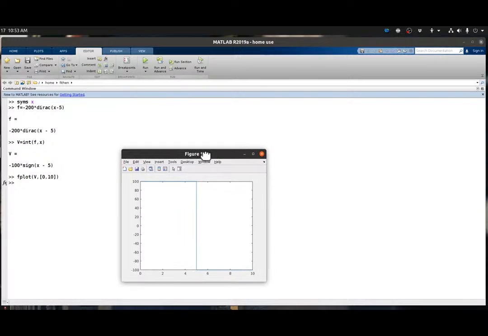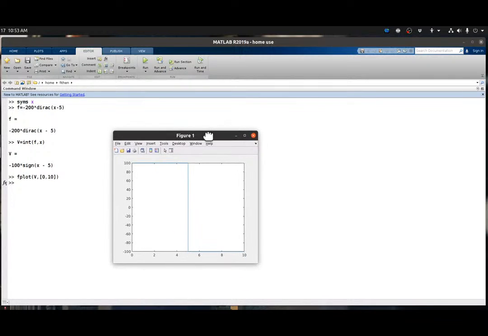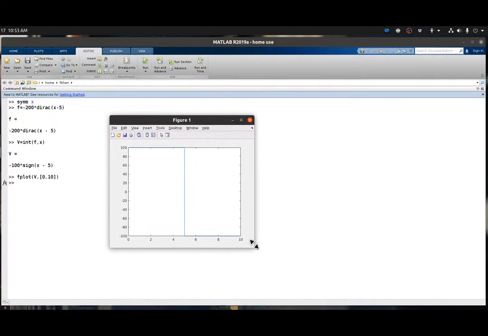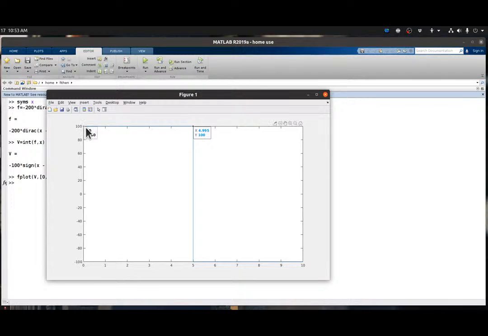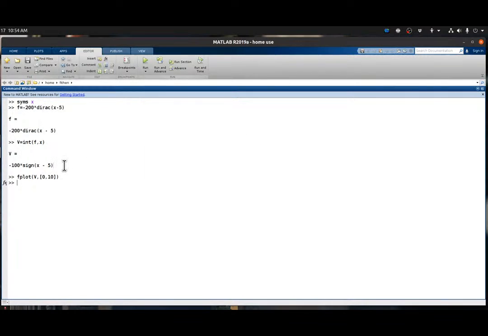But what you see is kind of interesting. Okay, well, let's see. How can I make this a little bigger? So what you see is it's 100. And it goes over here to this point and drops down to minus 100. Now, as it turns out, there is a constant of integration. And this is basically a sign function, which changes sign.